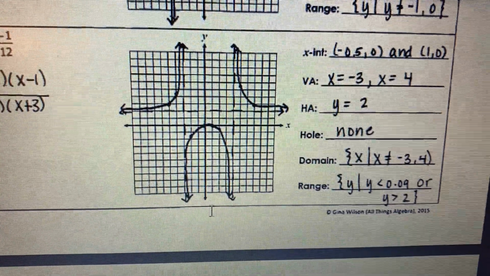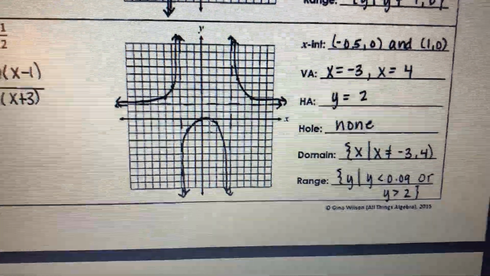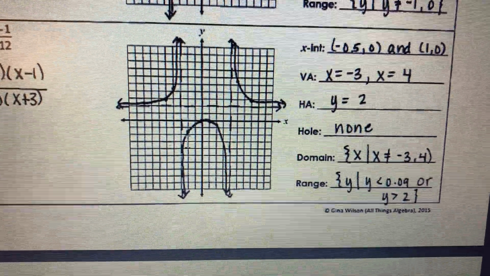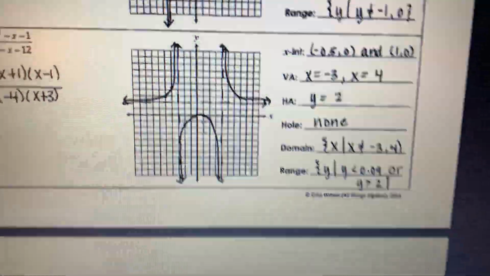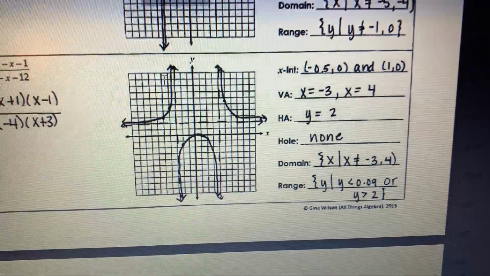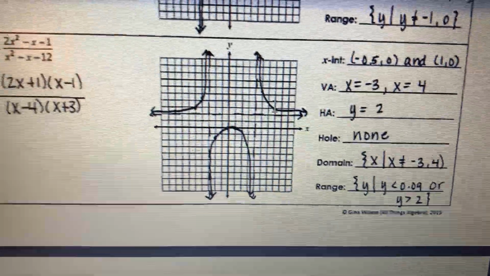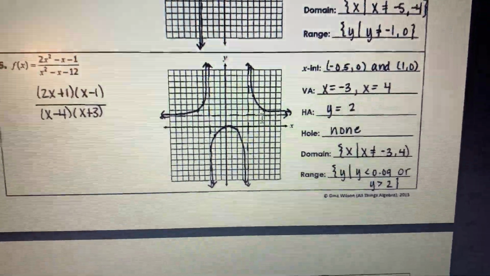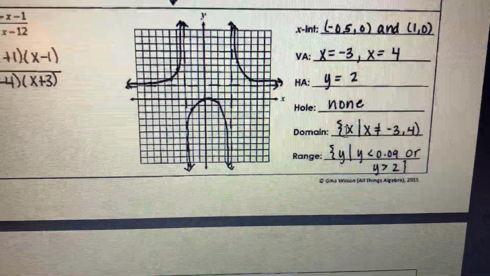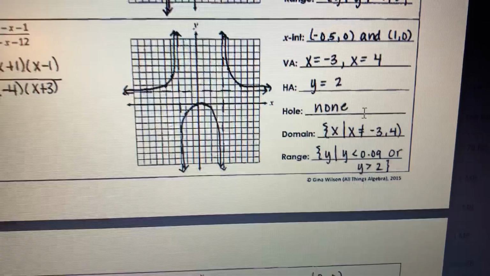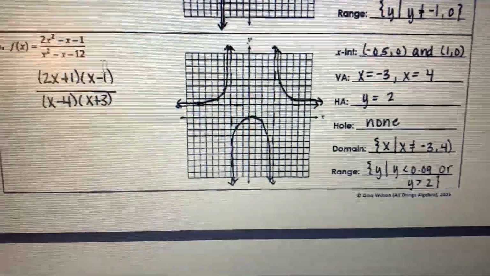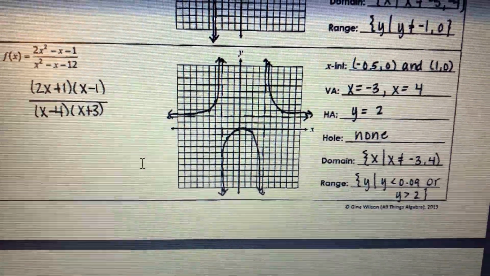When you have two vertical asymptotes, you always have a graph that ends up looking sort of like a parabola in the middle. It might open up, it might open down. And then you'll have these two little curves off to the side like that. So what I want you to do is find all your vertical asymptotes, horizontal asymptotes, find the hole. In this case, there's no hole because we didn't cancel anything out.